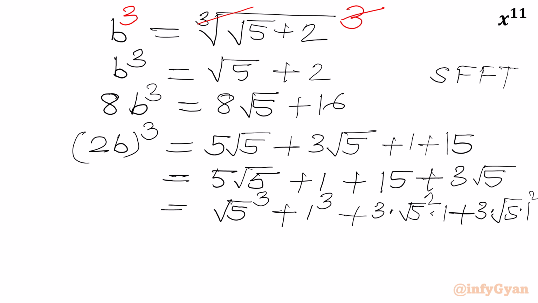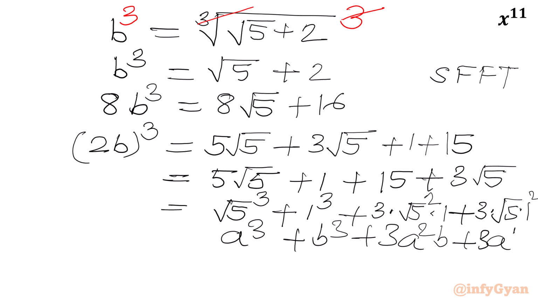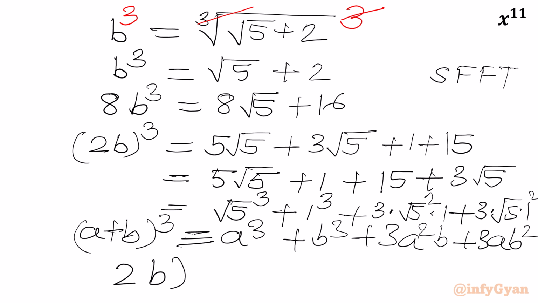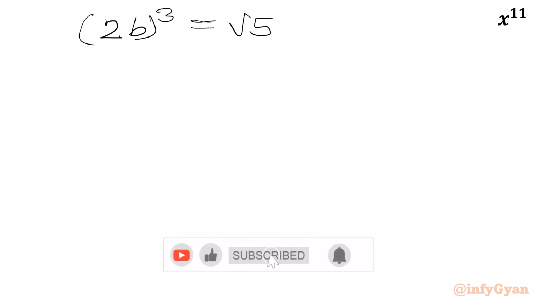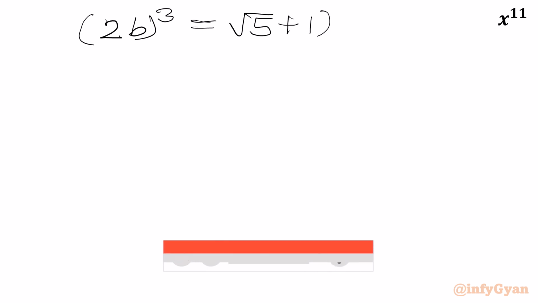If I write one algebraic formula, a cube plus b cube plus 3a square b plus 3ab square, then in RHS we can write a plus b whole cube, where a is square root 5, b is 1. So we will write 2b whole cube equal to square root 5 plus 1 whole cube.